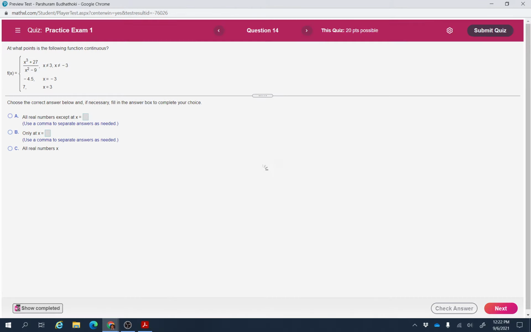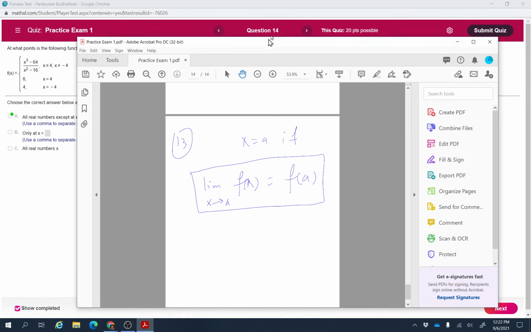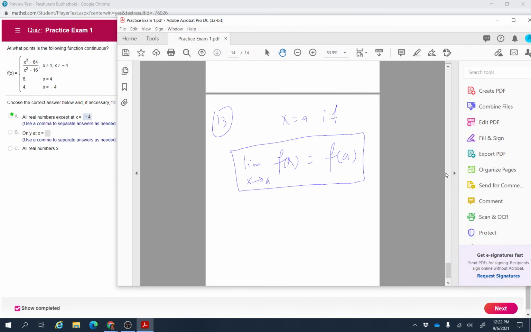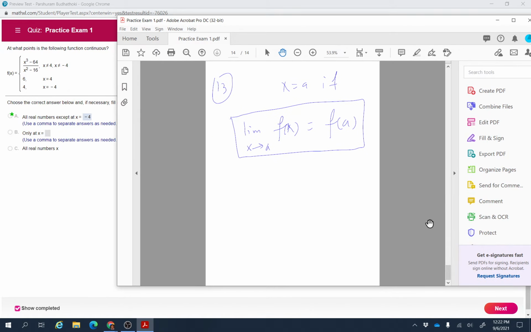Let me just use the completed work. It will give me a very similar question here. I'm going to use this question to answer the question we have been given. So this is problem 14. The function is f of x when x is not equal to 4 or -4. Simplify on the top, that will be x minus 4 times x squared plus 4x plus 16.